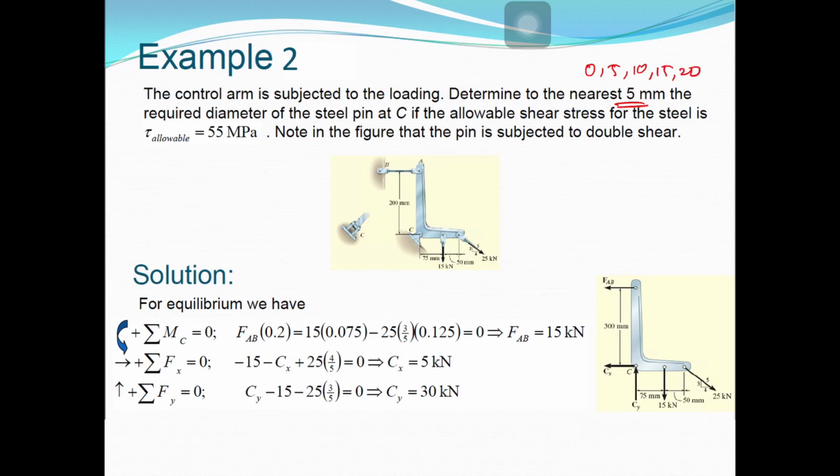Okay, the control arm is subjected to loading. Determine the nearest 5 mm required diameter of steel pin at C here, if the allowable shear stress for the steel is 55 MPa. Note that the pin is subjected to double shear. So do the same procedure, draw the FBD. Find the resultant force at C.